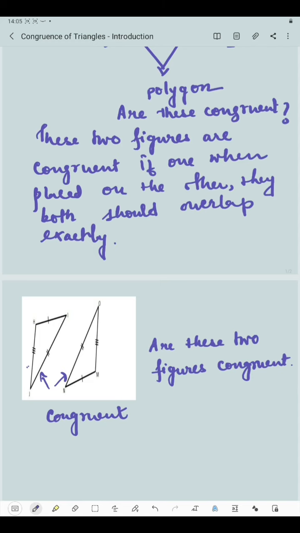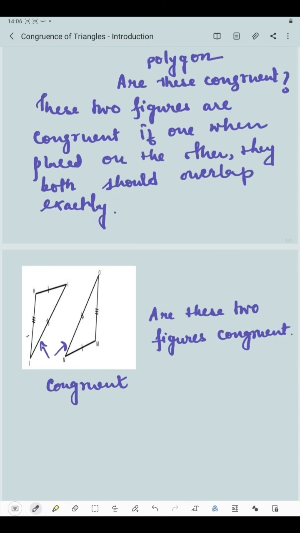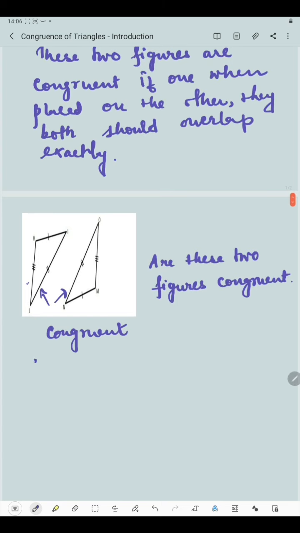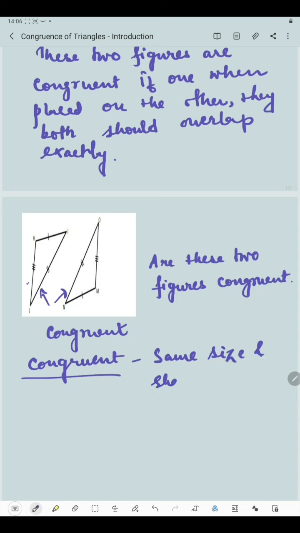Let's understand a bit more about congruency. Two figures are said to be congruent when they have the same size and same shape, then they are said to be congruent.